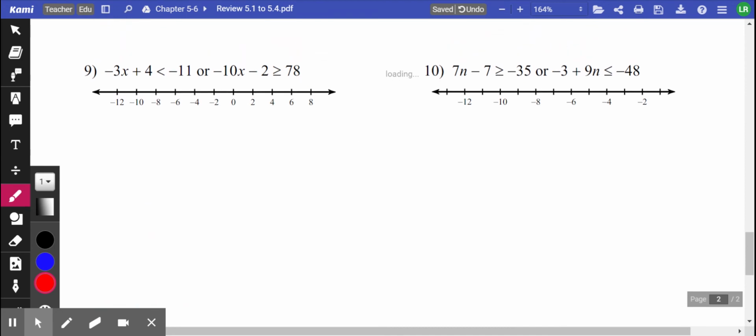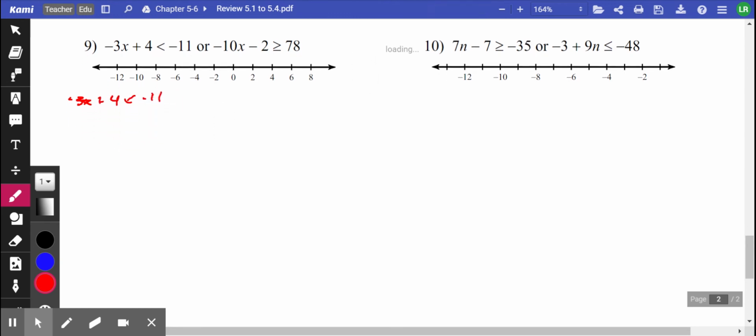Okay, the last couple are or statements. So let's go ahead and solve them. Negative 3x plus 4 is less than negative 11. Minus 4 on both sides. I get negative 3x is less than negative 15. Finish him. Divide by negative 3, and don't forget, I have to flip my inequality sign here. So I get x is greater than 5.